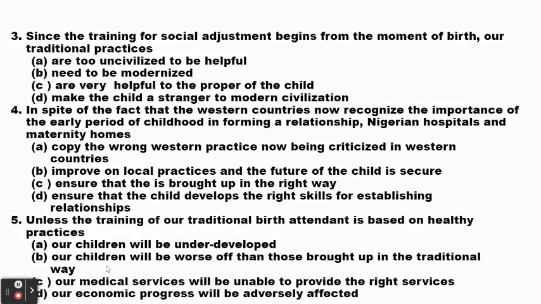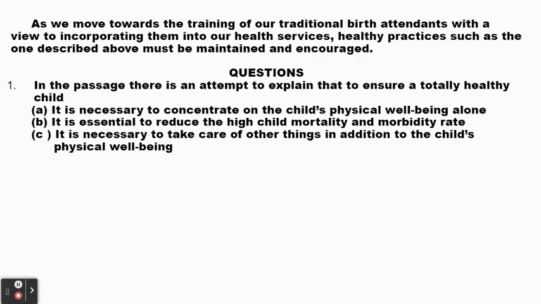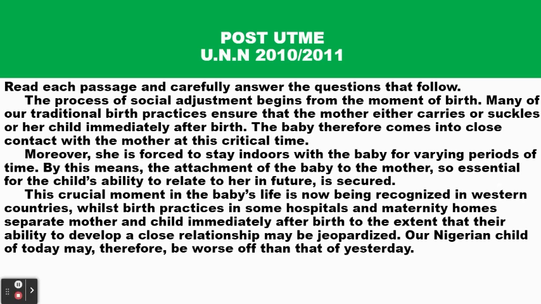So this is the last question. I want to take you back to the passage to show you the evidence that this option B is the correct option. Unless the training of a traditional practices is based on healthy practices, children will be worse off than those brought up in the traditional way. So let's go back to the passage, and I will show you how you can go back to the passage and find the evidence, okay? So you can see, and that is here in this third paragraph.